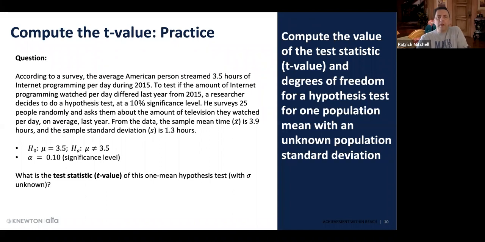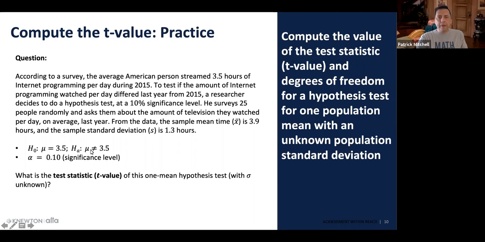1.3 hours. So if we're setting up our hypothesis test, the first thing we would do is write the null and alternative hypotheses. Usually I recommend writing the alternative first. And to determine whether this is a left tail, right tail, or two-tailed test, you look at what the claim is, sort of against the status quo. And that's right here: to test if the amount of internet programming watched per day differed last year. So they're not claiming it went down, they're not claiming it went up, they're just wondering if it's different. So that would be a two-tailed test.